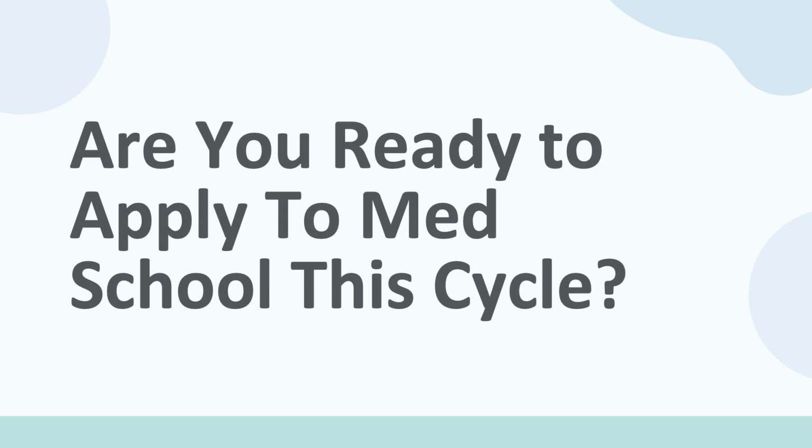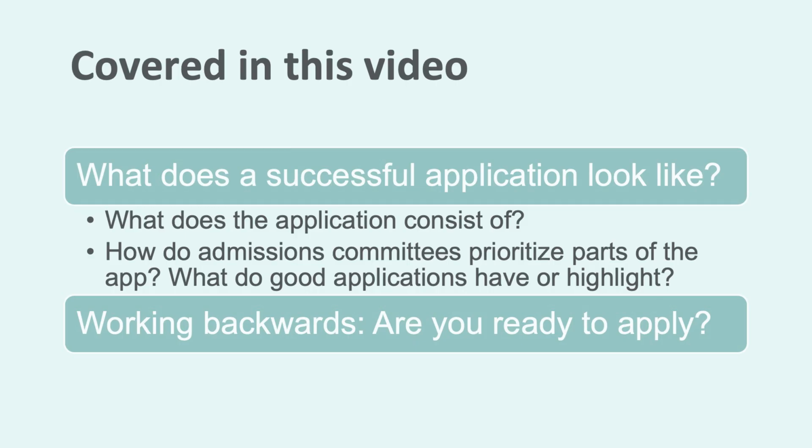So my mentality with a lot of this is, to know what to work on, you need to know what you're working towards. In this session, we're covering what do successful applications look like, so what are the actual components of a completed application, and what do admissions committees consider to be good applications. Then, after we have an idea of what to work towards, we'll work backwards. How can you tell whether or not you're ready to apply?